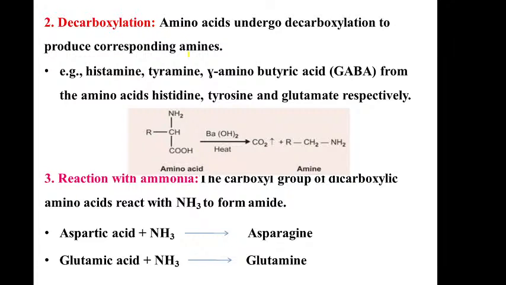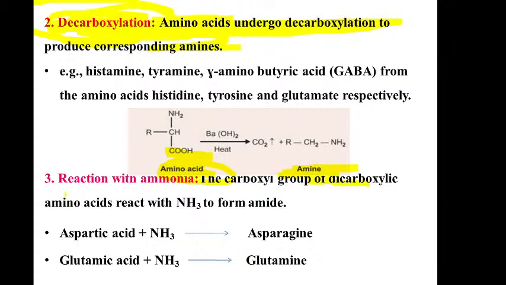Then decarboxylation. Amino acids undergo decarboxylation to produce amines. Histamine, tyramine, GABA are obtained from the amino acids histidine, tyrosine, glutamate. So from histidine we will get histamine. This is because of the COOH group. What we will get is the amine. This is known as decarboxylation, when from the amino acid we get the amine.